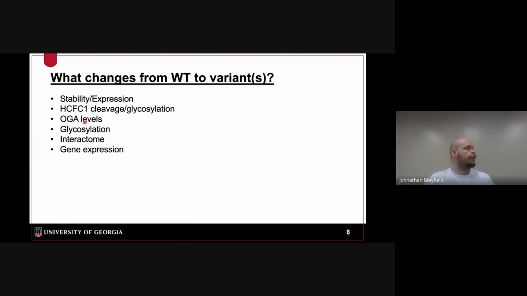We also have OGA levels, so that balance between OGT and OGA. Glycosylation is another category, and this is going to be the ability for the OGT to add O-GlcNAc onto other proteins. And then from there, Naomi will take over and talk about the proteins that interact with OGT, as well as what we've seen in terms of changes in what genes are being expressed.